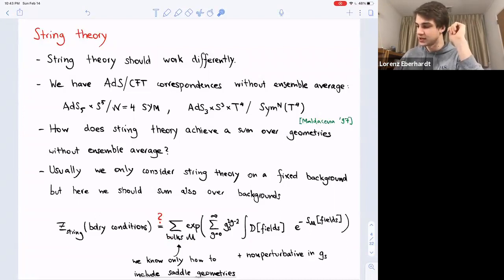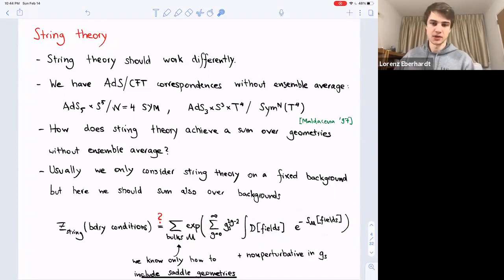This exponential here is just the usual perturbative string partition function. You sum over all the genera with some string coupling, you integrate over all the worldsheet fields, you have some worldsheet action, and you need to exponentiate to also account for the disconnected worldsheets.